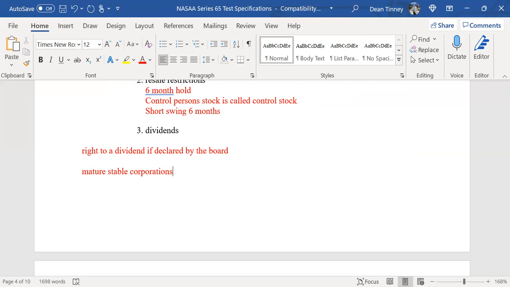The board decides to say, what should we do with this money? We don't need all this money to run the business. Let's declare a dividend. Now that's important because as a practitioner, as an investment advisor representative, maybe I do want to have a portfolio that has some dividends, stocks with dividends, and maybe some growth stocks. Maybe I want to mix that up a little bit. But a couple points here. You don't have a right to a dividend. You only have a right to a dividend if declared.